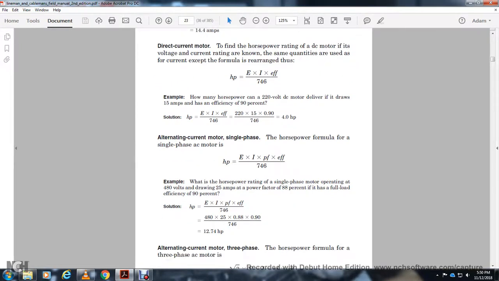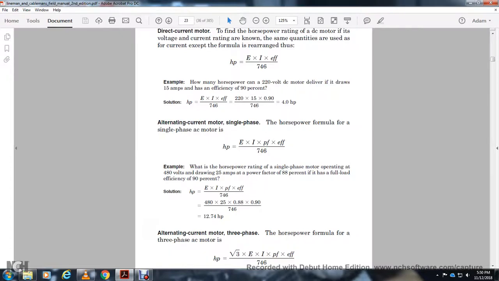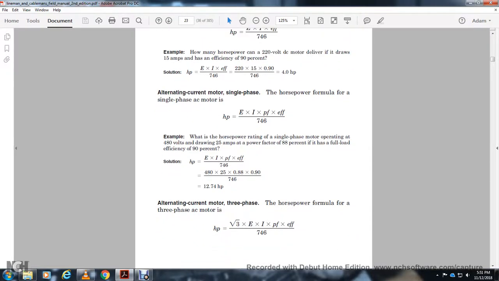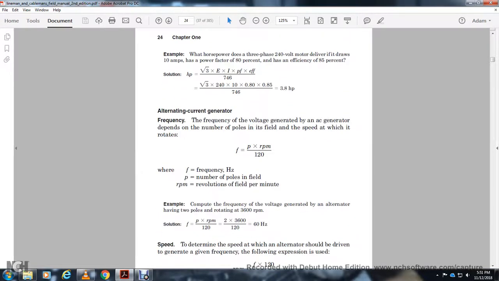Alternating current motor, three phase. The horsepower formula for a three-phase AC motor: the horsepower is equal to the square root of 3 times the voltage times the amps times the power factor times the efficiency, over 746 watts. Example: what horsepower does a three-phase 240 volt motor deliver, drawing 10 amps, with a power factor of 80% and efficiency of 85%? The horsepower equals the square root of 3 times 240 times 10 times 0.8 times 0.85, over 746, to get 3.8 horsepower.